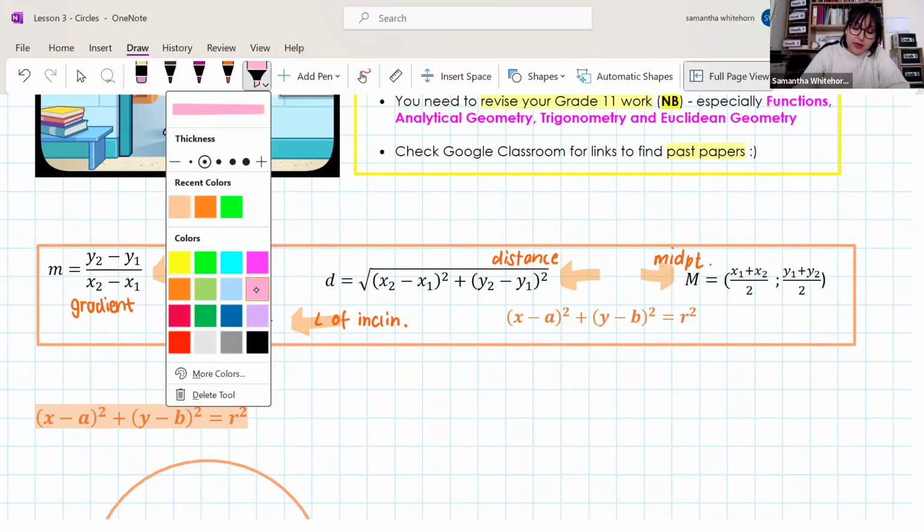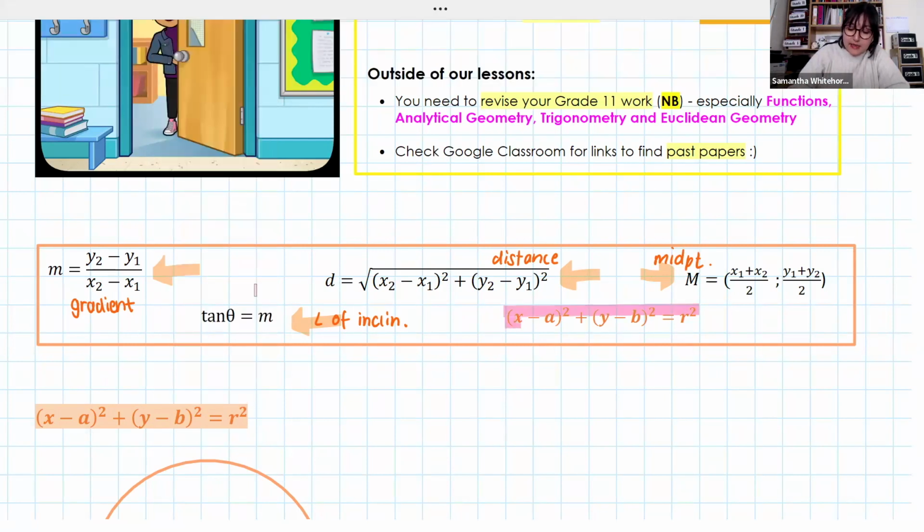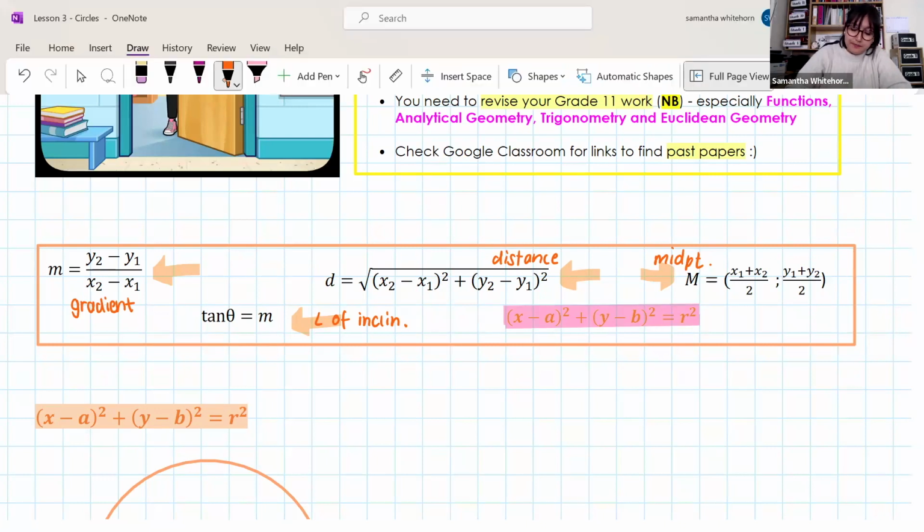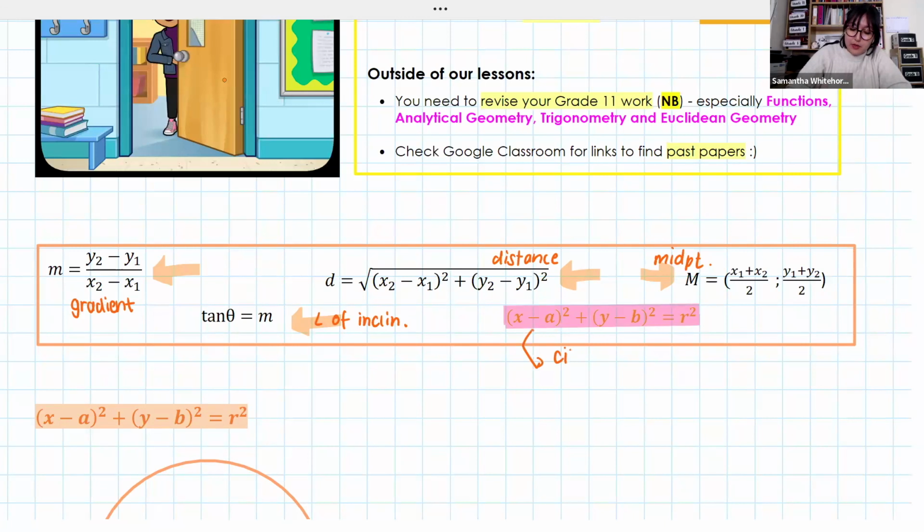Okay, but the formula we're going to have a look at today, and that we're going to start working with quite a lot, is this formula over here in pink. Terrible choice of highlighter, but here we are. This is the circle formula. I'm going to explain what each of these parts mean, but this is the formula for a circle, and we're going to work with it a fair amount over the next 2 weeks.